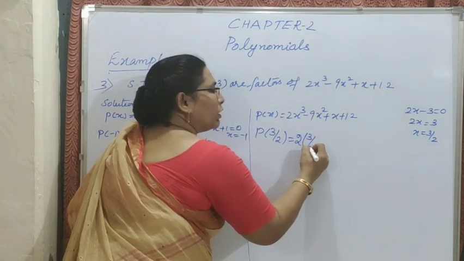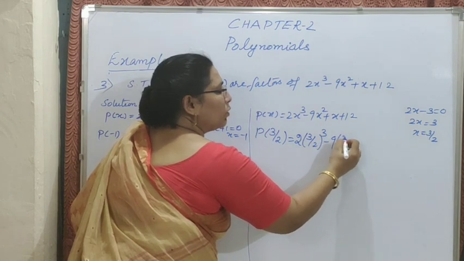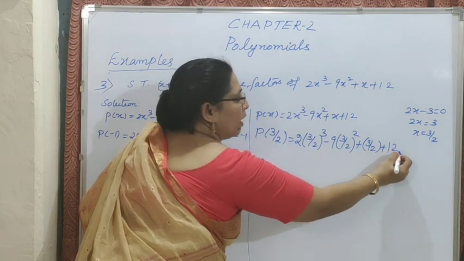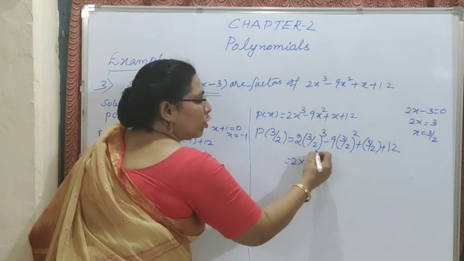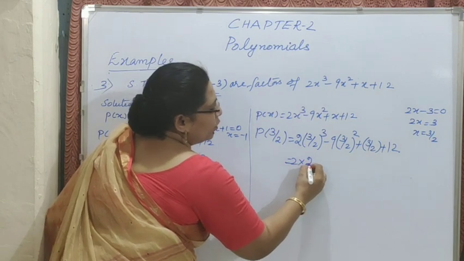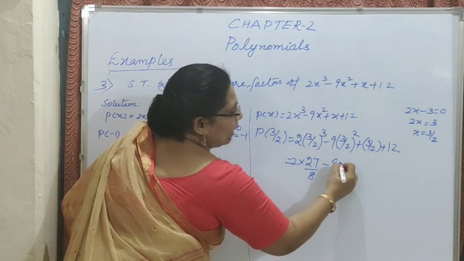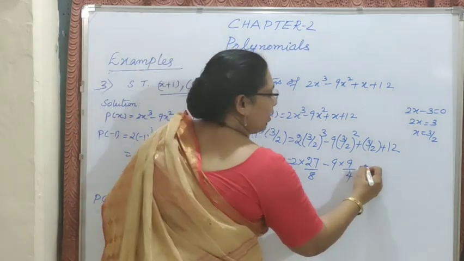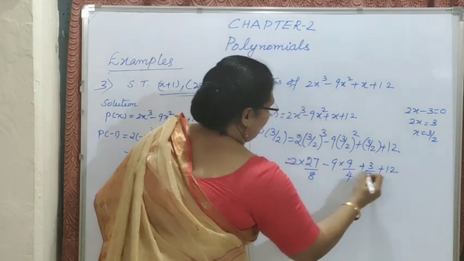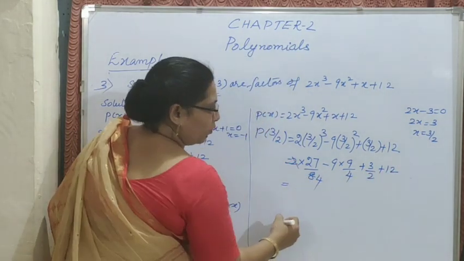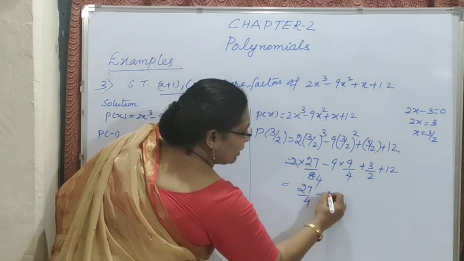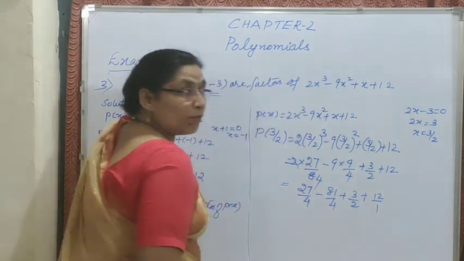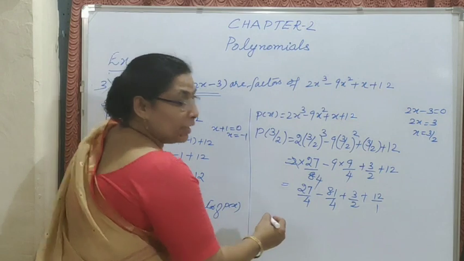So 2 into 3 by 2 whole cube minus 9 into 3 by 2 whole square plus 3 by 2 plus 12. So 2 into 3 cube is 27, so 27 by 8, minus 9 into 3 square is 9, again 2 square is 4, then plus 3 by 2 plus 12. So the 2 will get cancelled here, 4. So 27 by 4 minus 81 by 4 plus 3 by 2 plus 12. 12 I am writing as 12 by 1, and take the denominator as 4.